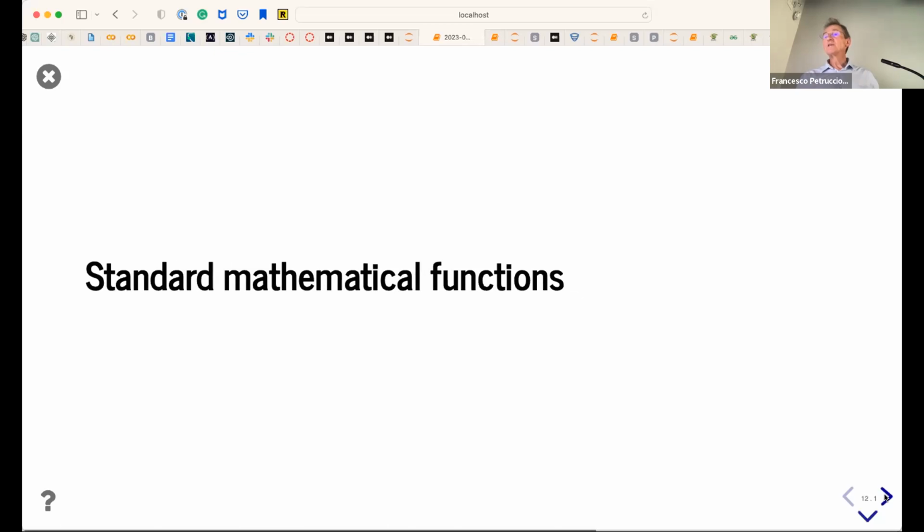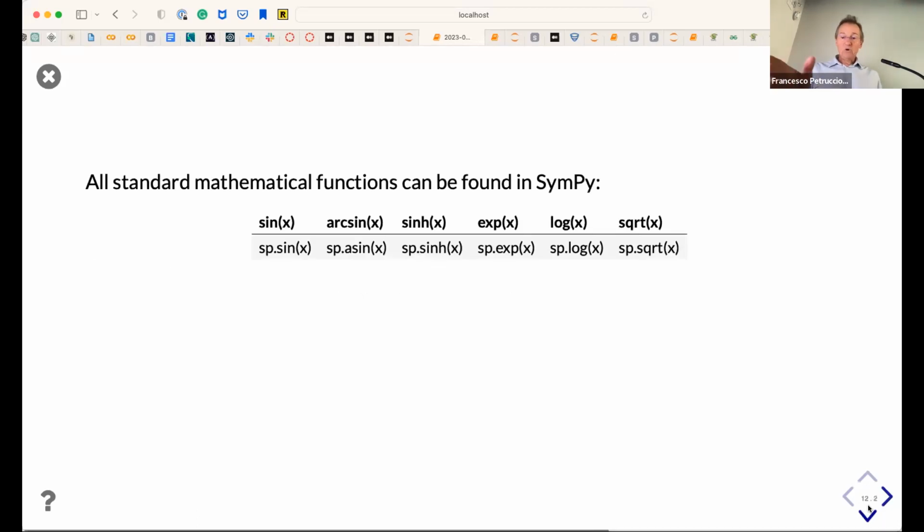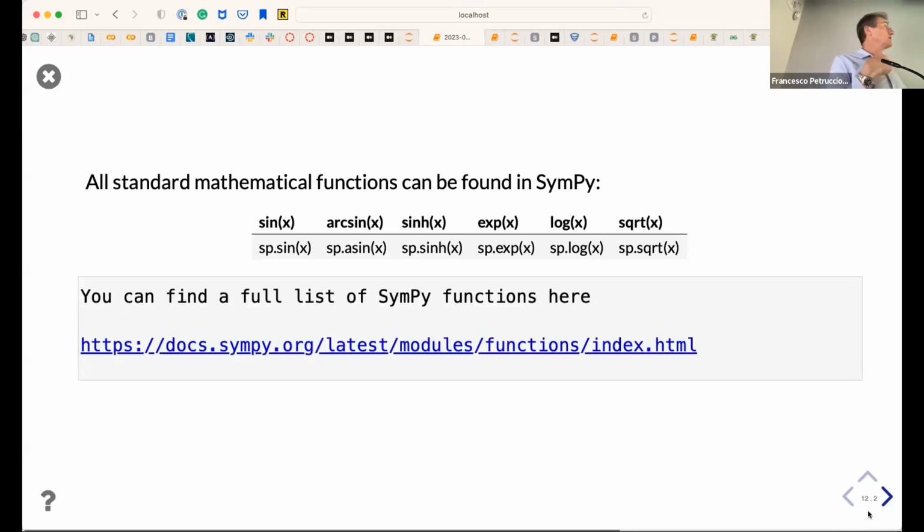There is a question about the limitation of the degree of the polynomial. I think formally not, but it might take time, if SymPy is not the fastest. I have the link somewhere here to the SymPy documentation. You find the list of all mathematical functions, and that's fairly natural how they are called. So that's very easy.